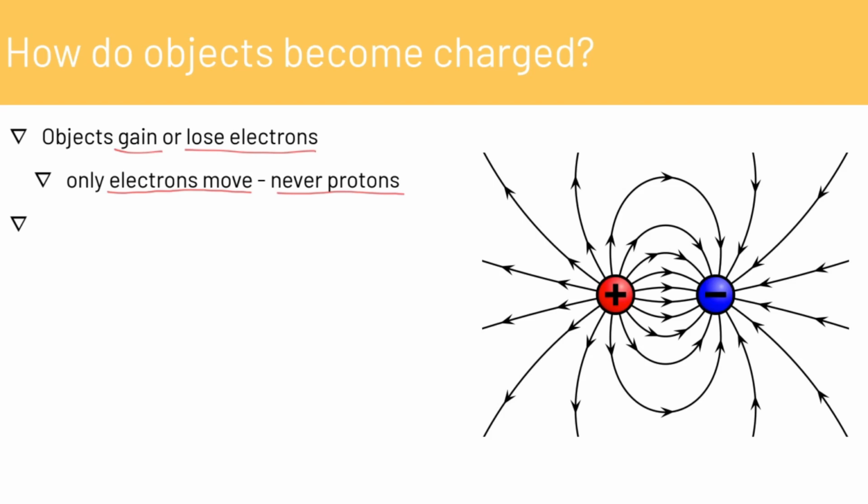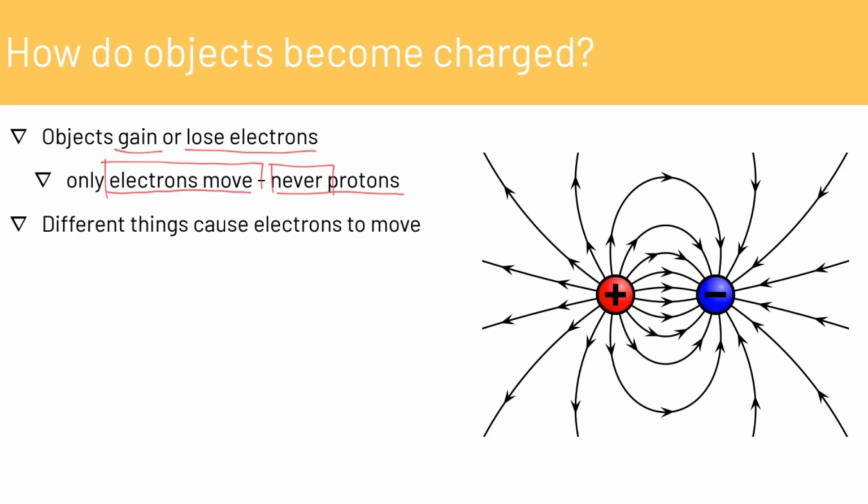All objects are made up of all sorts of different things, and all those things are made up ultimately of atoms, and those atoms have protons and electrons. The electrons float around on the outside of the atom, and the movement of those electrons is what creates a charge on an object. So only the electrons move. Protons are in the center of an atom and they can't move around, but electrons can.